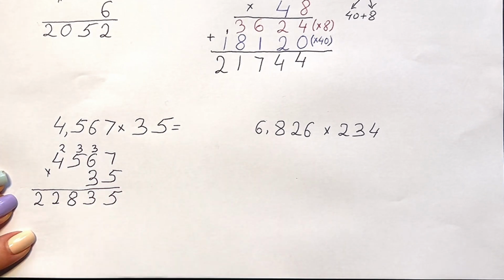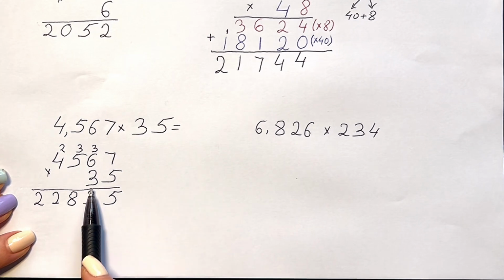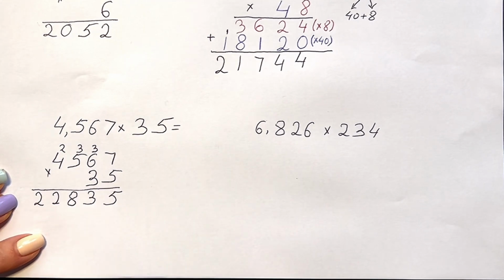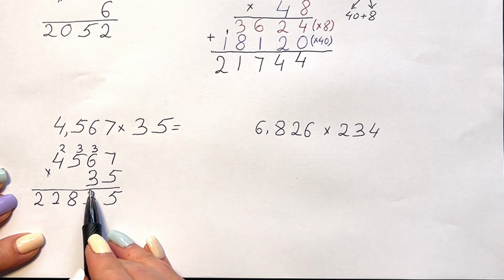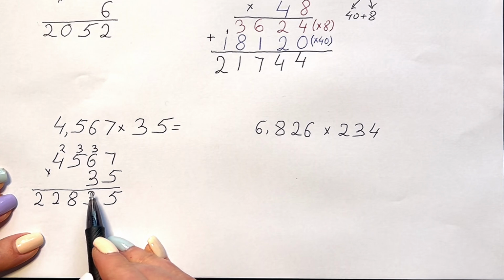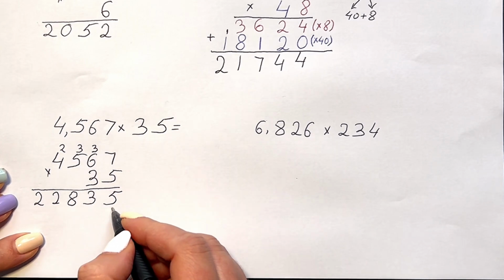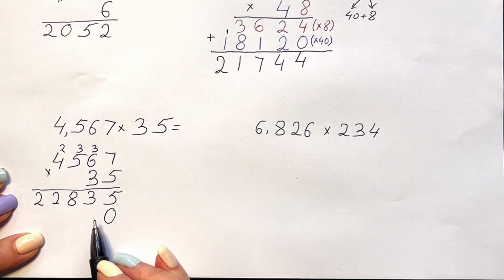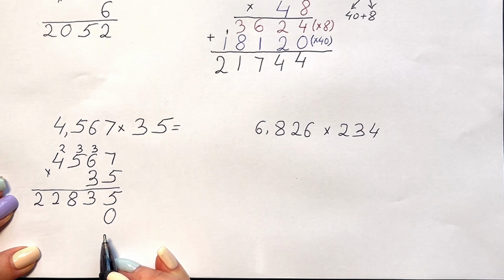We finished the first step. The second step, we will multiply 3 by the top number. But before doing that, you remember 3 is in the tens place. So the value of 3 is actually 30. So we're going to put the 0 first, so that the answer, 4,567 times 3, will be 10 times bigger.